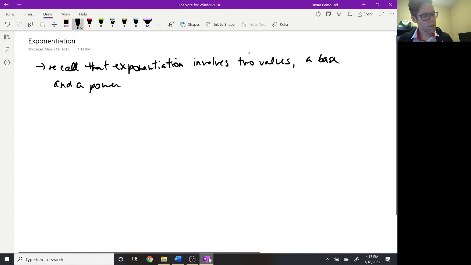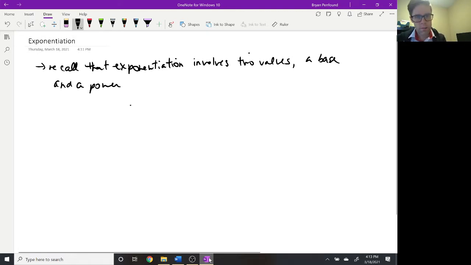So essentially, I want you to think about exponentiation as an operation that we can do with two numbers. It's similar to addition, similar to subtraction or multiplying or dividing. There are two numbers involved. We have two inputs essentially, and there's going to be one number that's going to be our output. So we have two numbers involved in an exponentiation kind of equation.